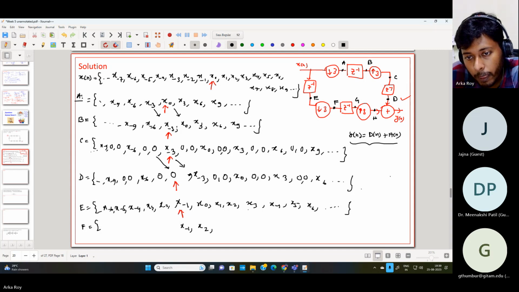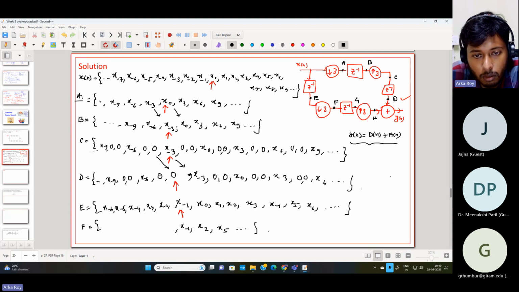So x of 2, then 1 2, then x of 5, likewise. And here also this is 0, 1 2 3, x of -4, then 1 2 3, it will be x of -7. So likewise this is F. Then I am doing a delay again. So here this was the center position.